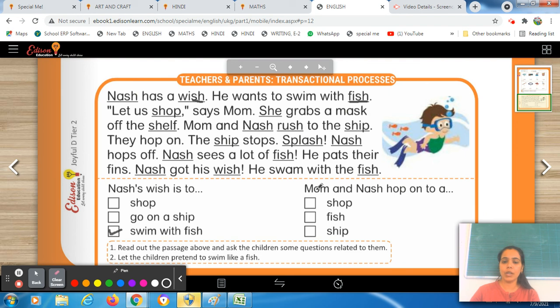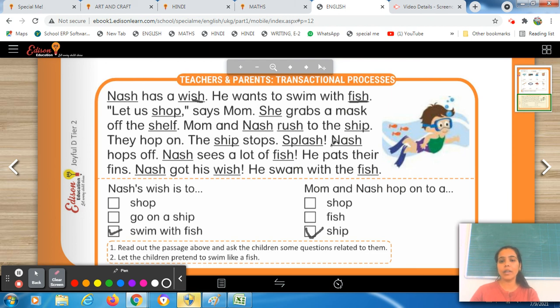Okay, now come to this question. Mom and Nash hop on to a shop? No, ma'am. Fish? No. Where do they hop? They hop on to a ship, right? Where we read it. They hop on. Mom and Nash rush to the ship. They hop on. So at the ship they hop. Okay. So students, both these portions you have to do. You just have to put a tick on the correct one. Okay. So that is about your today's English subject. You all have to read this passage very carefully. Come to understand the meaning of that whole passage.